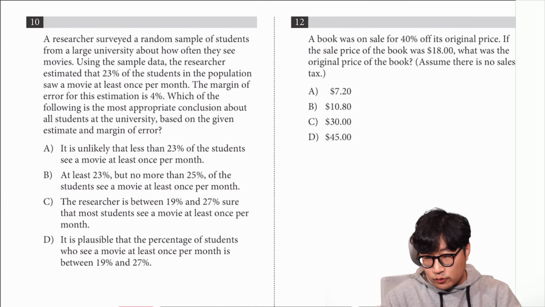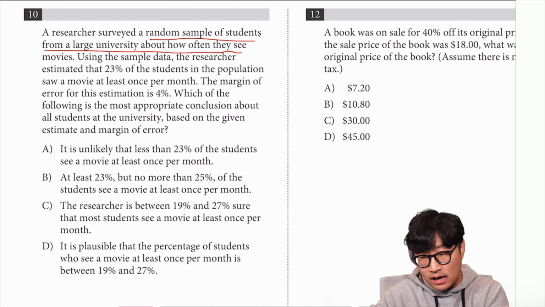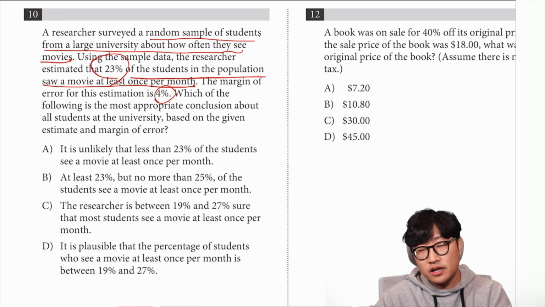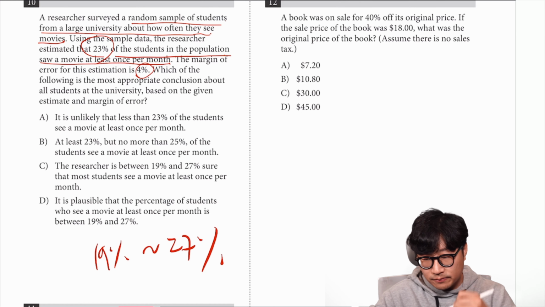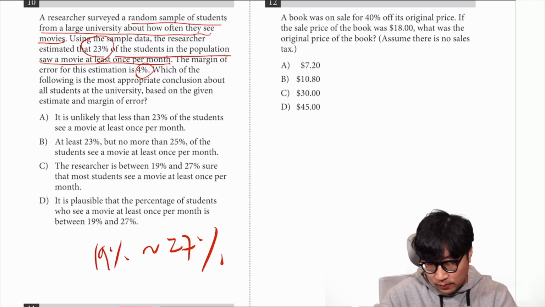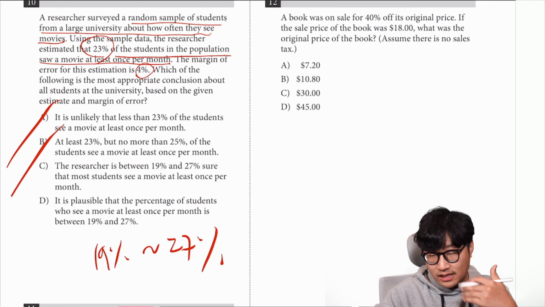Next, number 10. A researcher surveyed a random sample of students from a large university about how often they see movies. Okay. Using the data, 23% of the students in the population saw a movie at least once per month. The margin of error is 4%. So it could have been anywhere from 19% to 27%, right? So, which of the following is the most appropriate conclusion? Obviously, first of all, I'm going to get rid of A and B just because they don't have the whole 19 to 27 that I need.